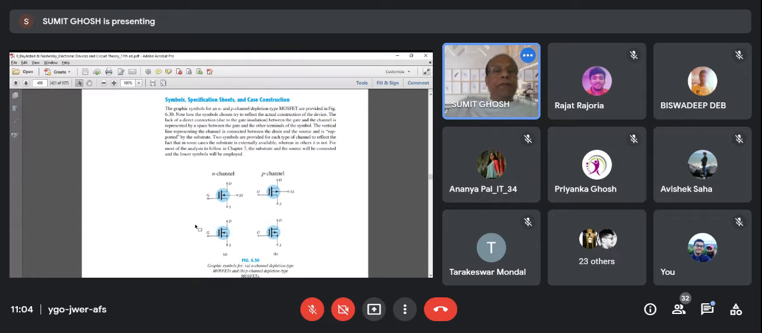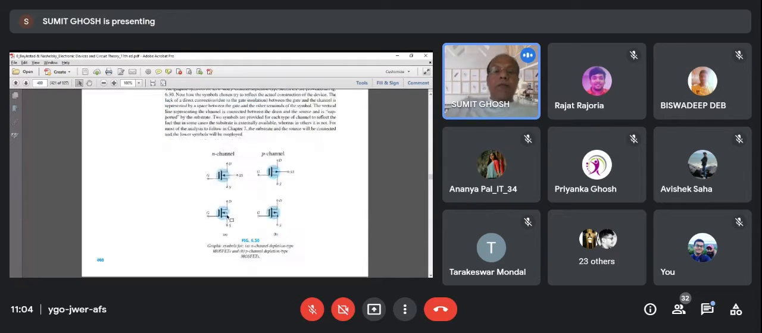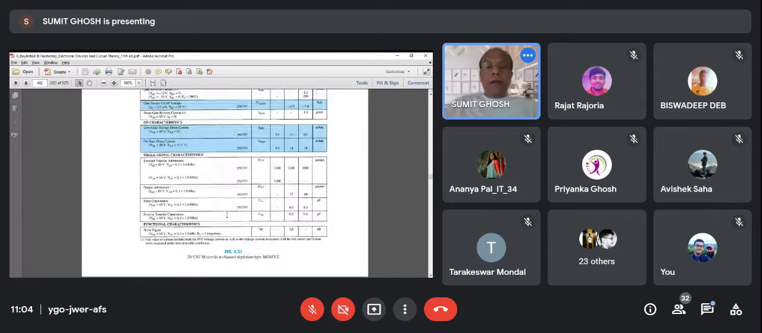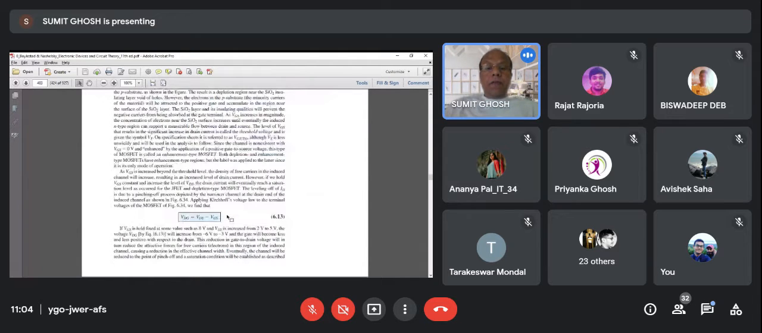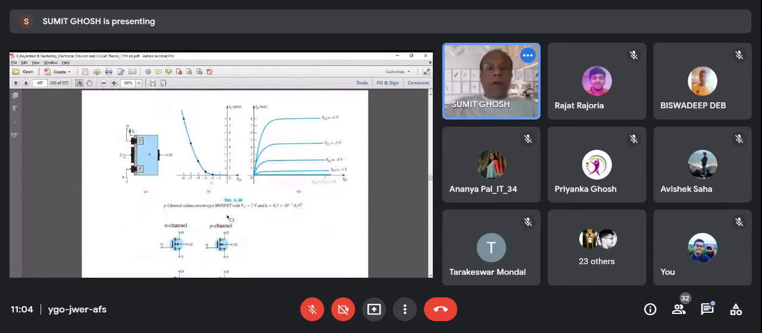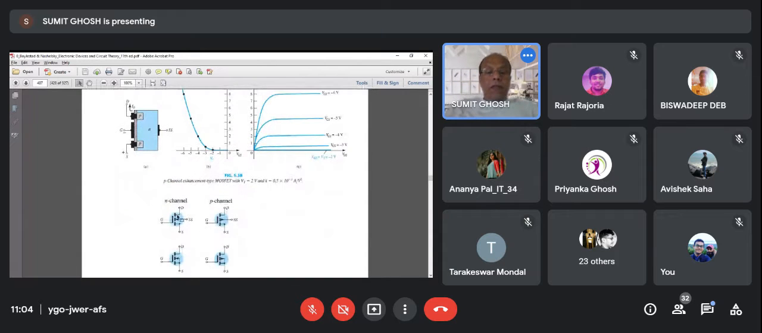One more thing, please note. This is the symbol for the channel, the long line, and this short line is for the gate. You see that the channel is a solid line, meaning a continuous line. Yes or no? Yes, sir. So when we discuss the next type, which is enhancement MOSFET, the difference will be this. This is why this is so, and I will explain that.